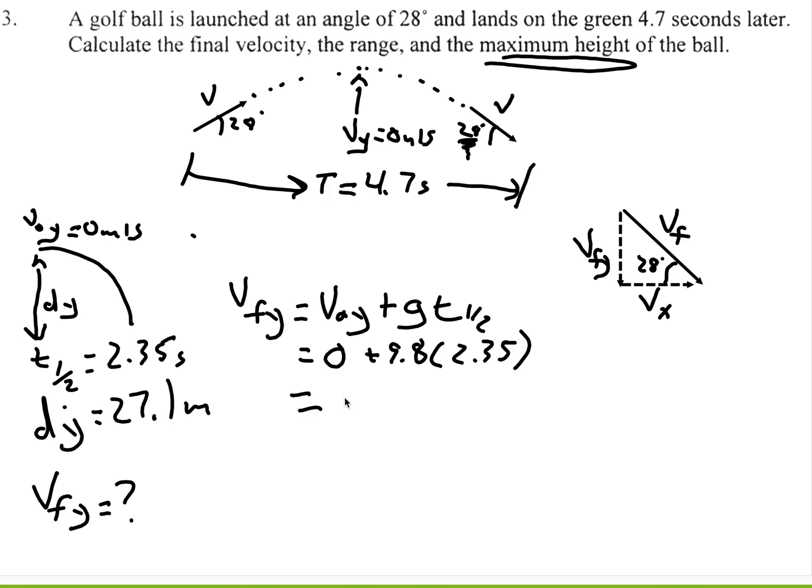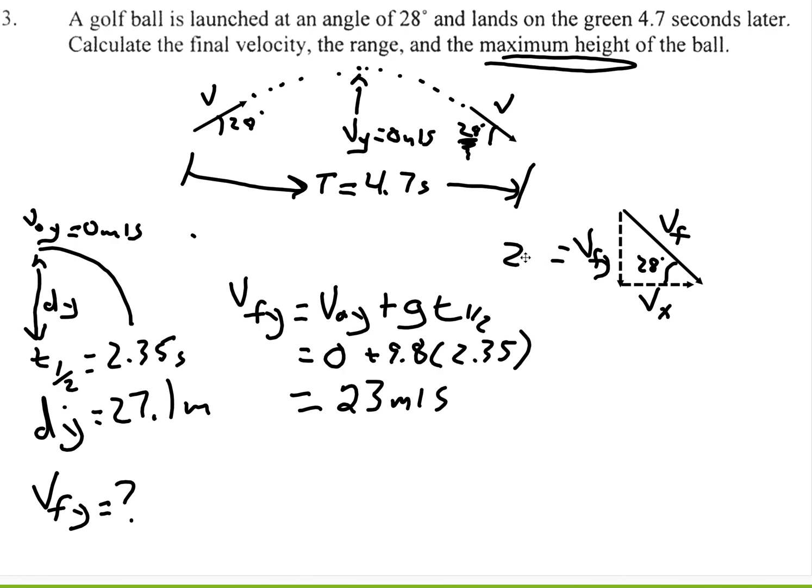I'm going to say real close to 23. Yeah, it's 23. Well, I mean, it's 23.04, but I was putting 20. Yep, we're fine with that. So 23 meters per second. So that's my final velocity in the y direction.